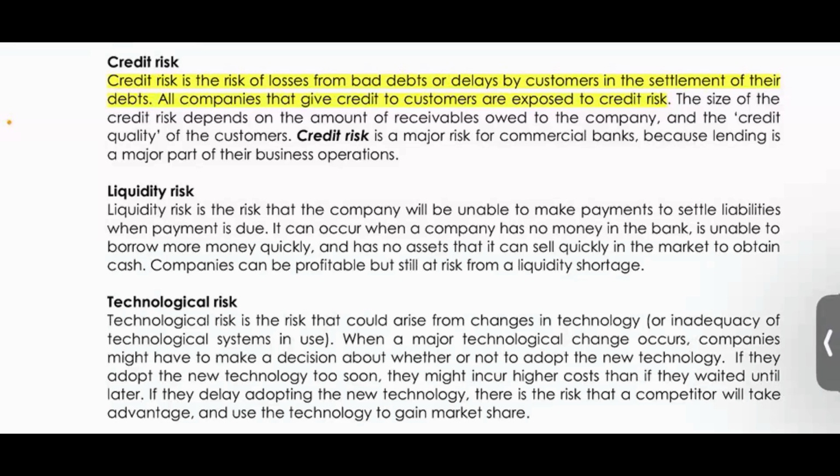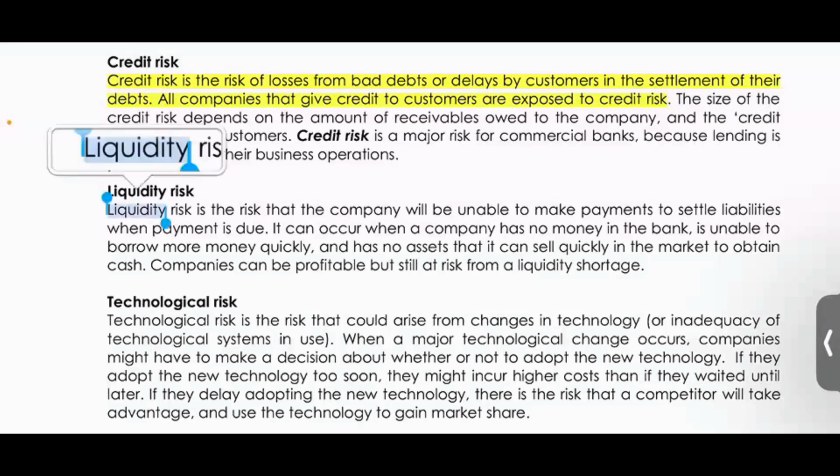Credit risk is a major risk for commercial banks because lending is part of their business operations. There are some businesses that, trust me, before they even close out on a deal, the amount of credit that they will have been owed is a lot. So that is credit risk. It is just the risk that arises from bad losses, whereby customers are not settling their debts on time. Like I said, it is a major risk for commercial banks. Okay. So next one, liquidity risks.